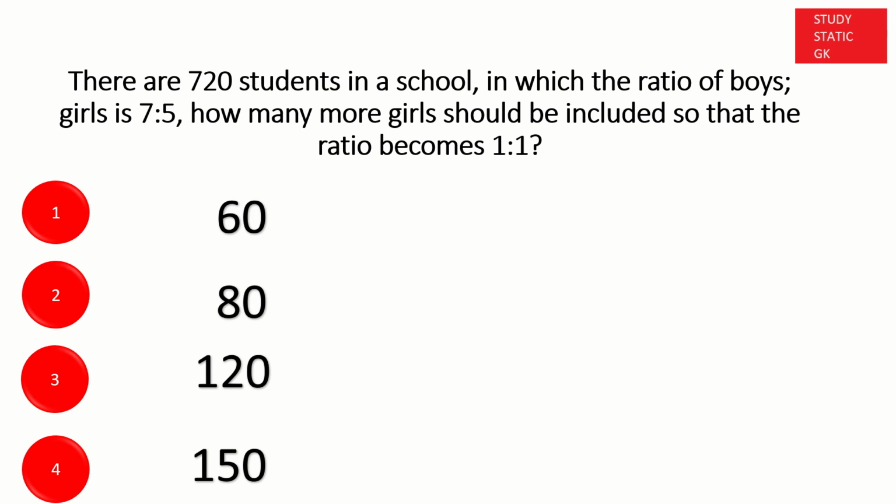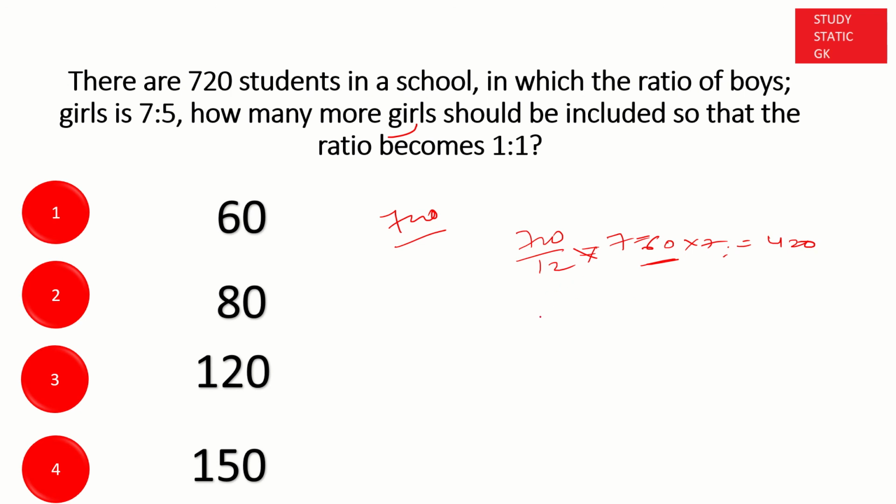Next, there are 720 students in a school in which the ratio of boys to girls is 7:5. How many more girls should be included so that the ratio becomes 1:1? Okay, there are 720 students. 720 by 12, because the total is 7:5. So 12 6s are 72, here it is 60. Into 7 is there again. Right, 60 into 7, 420.